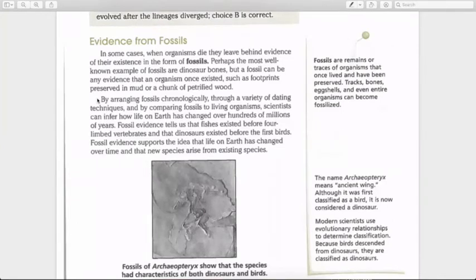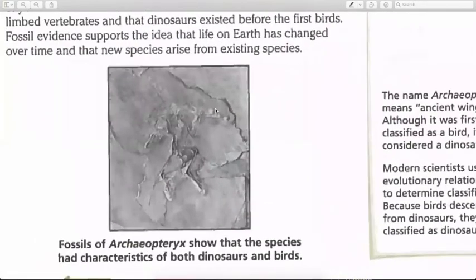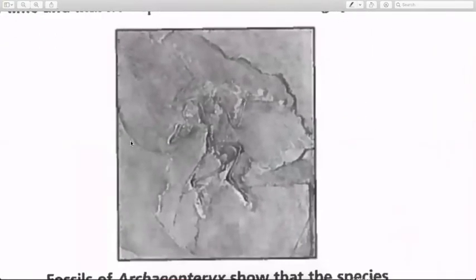Just like in the notes I showed you before, guys, you can actually line up fossils by age. Put the older ones first and the newer ones last, and it looks kind of like a flip book. You can actually see them changing over time. Fossil evidence tells us that fishes exist before four-limbed vertebrates and that dinosaurs existed before the first birds. Fossil evidence supports the idea that life on Earth has changed over time and that new species arise from pre-existing species. And this is a picture of the Archaeopteryx fossil, a famous one, found in museums.